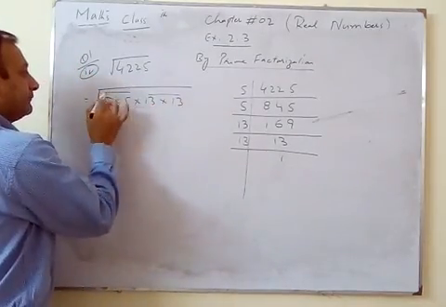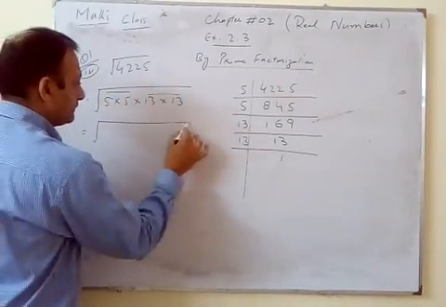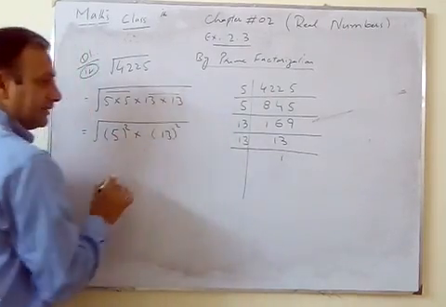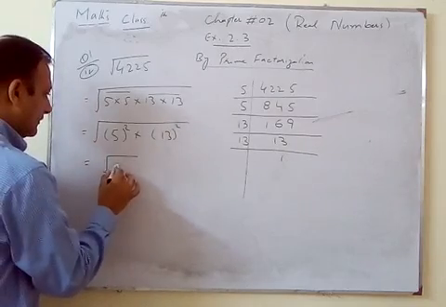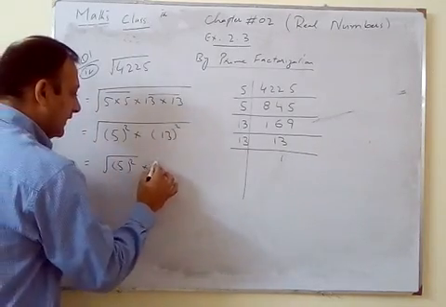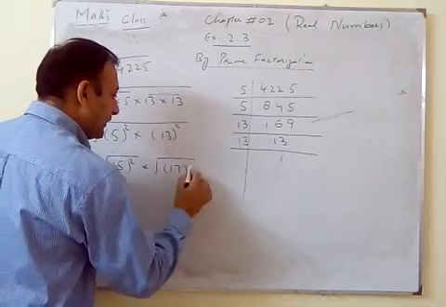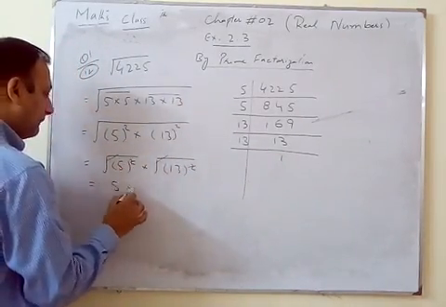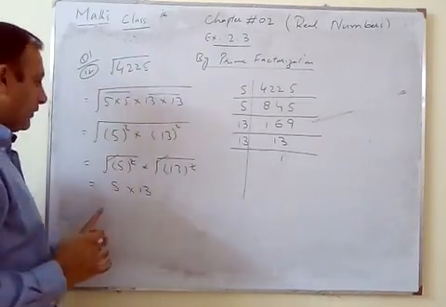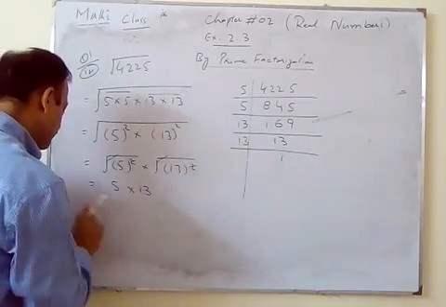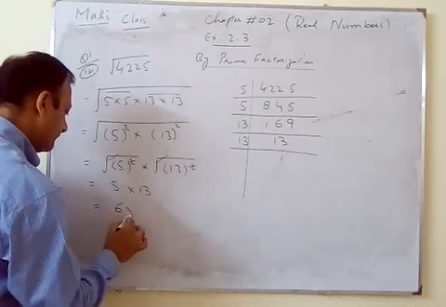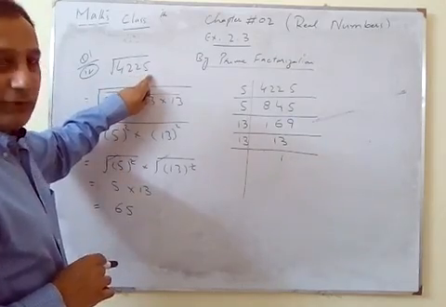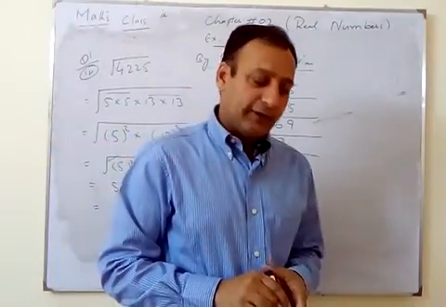So make a pair. 5 square multiplied by 13 square. Square root of 5 square and square root of 13 square. Cancel these values. 5 multiplied by 13. So what is the answer here? That is 65. So square root of 4225 is 65.